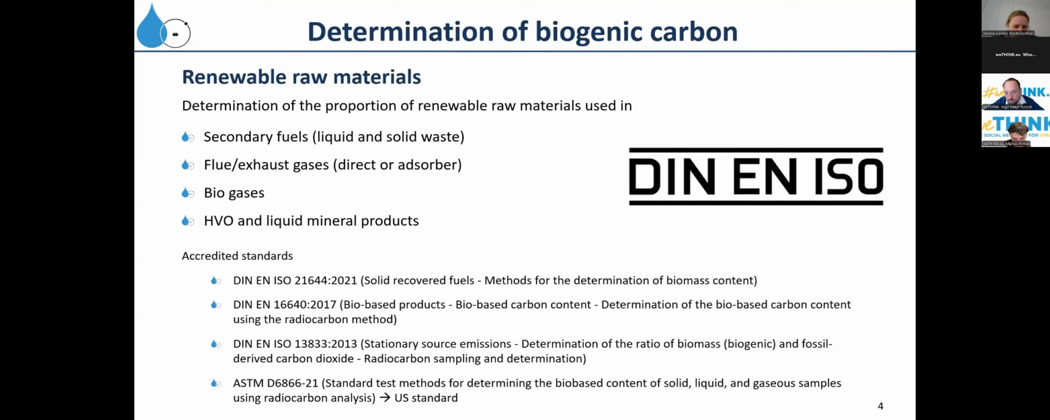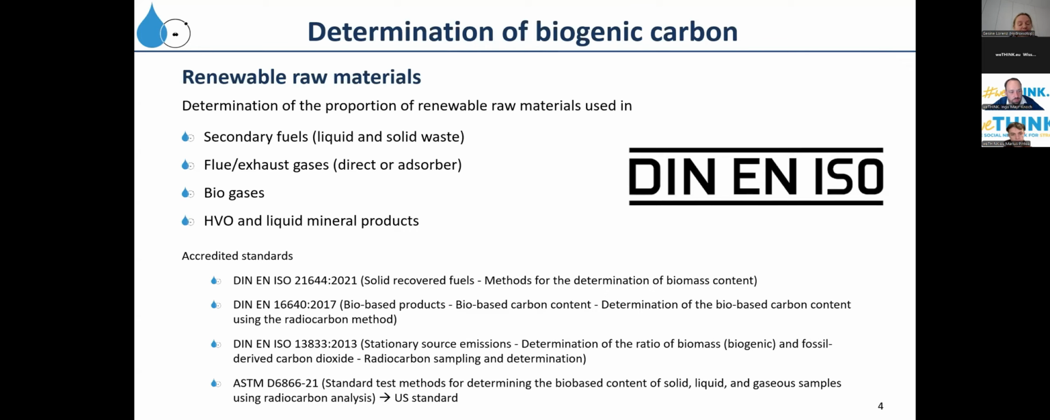Then there's the other standard DIN 16640, which can be used for all sorts of bio-based products. So it is used for food or for plastic. There is a lot of development for plastics with partly renewable raw material, and it can also be used for gases and things like that. More important is the standard DIN and ISO 13833, which is for stationary source emissions.